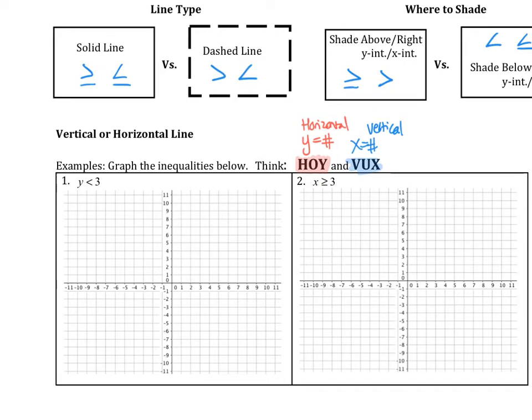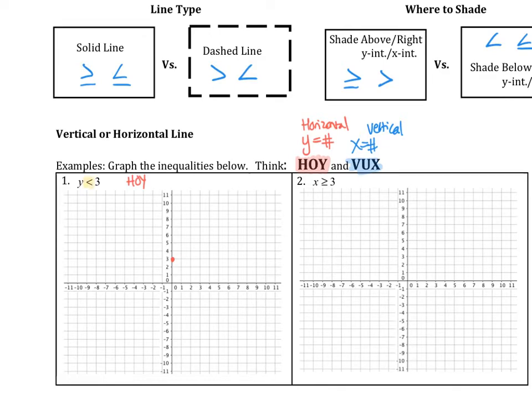So look at the first one. The first one we have y less than 3. So I know right off the bat that this is going to be a horizontal line because of HOY, because it's a y. What I'm going to do in order to plot this is plot a point at y equals 3, which is right there. And then I'm going to make a line that is horizontal at that point. However, I have to pay attention to my inequality symbol.